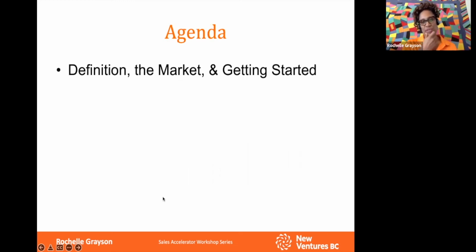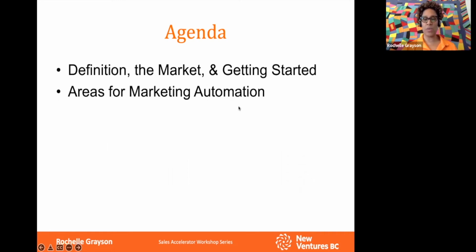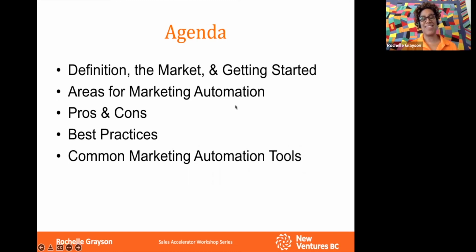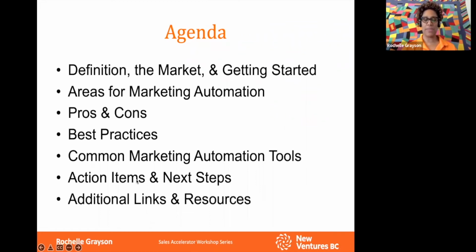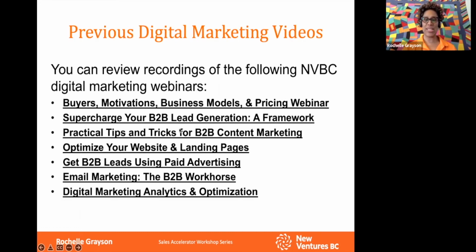So what I'm going to cover is first the definition of marketing automation, a little bit about the market and how to get started. Then we're going to talk about specific areas where marketing automation can be applied, the pros and cons, and some best practices. Then there is going to be sort of a brain dump of common marketing automation tools, because that's often what people are most interested in. And then also some action items and next steps. And finally, as usual, I will always have a whole slew of additional links and resources, because tonight I can't cover everything. So places and articles where you can read about more of these and maybe get some additional information. So let's get started.